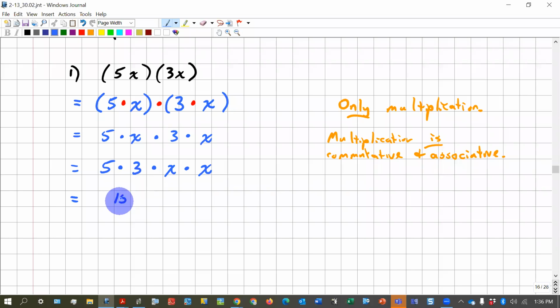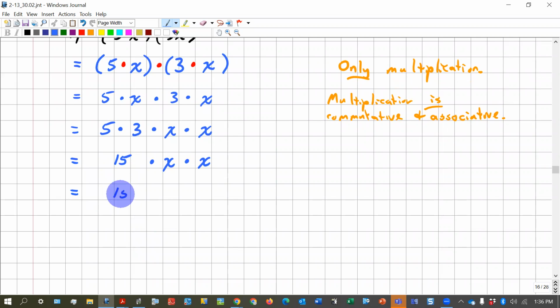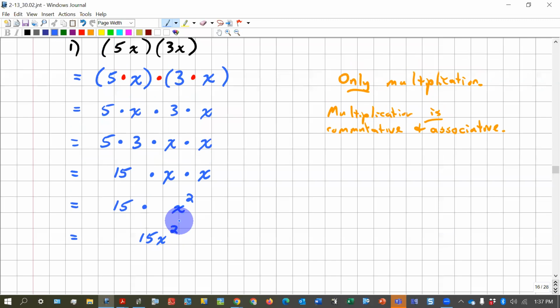5 times 3, we can do that multiplication. And x times x, we could write with an exponent, x to the second. And we could write the remaining multiplication implicitly. This is another situation that we see frequently.